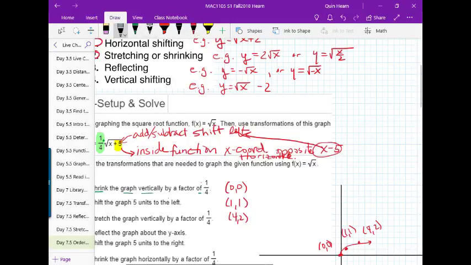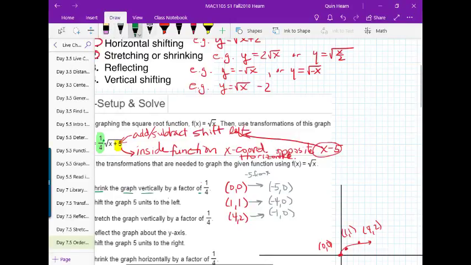And I'm going to think about 2 changes. The first change is going to be the horizontal shift. I'm going to subtract 5 from x. Remember, since it's inside, inside operations do the opposite of what you think. So instead of adding 5, we subtract. So subtracting 5 from each x would give us (-5, 0), (-4, 0), and (-1, 0).